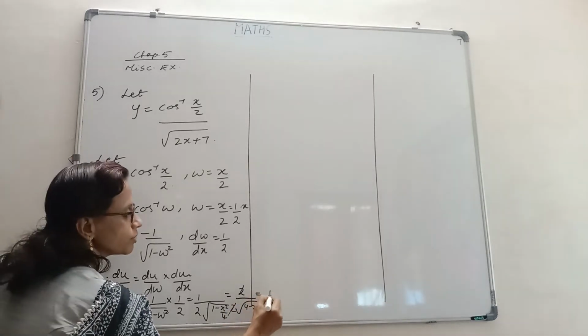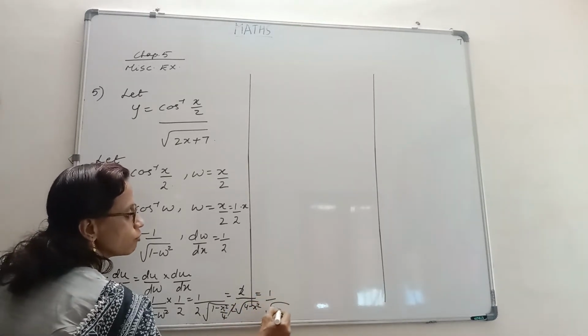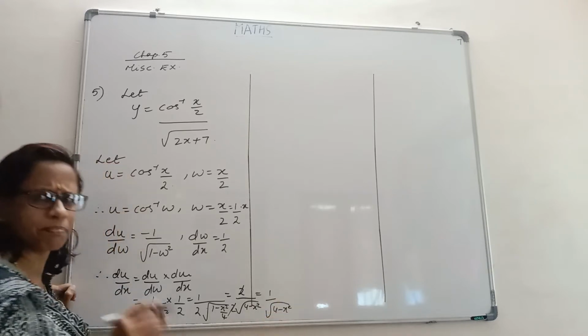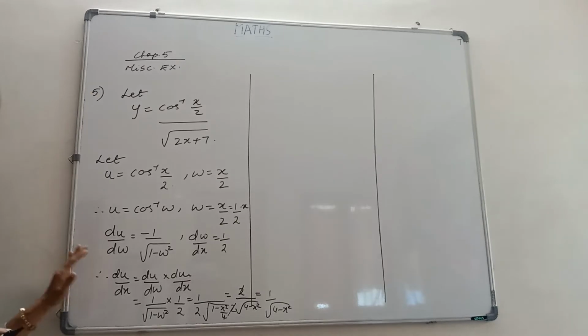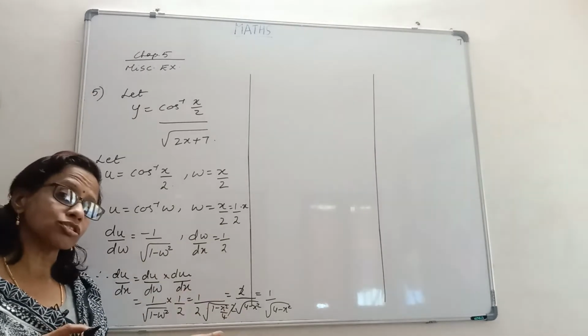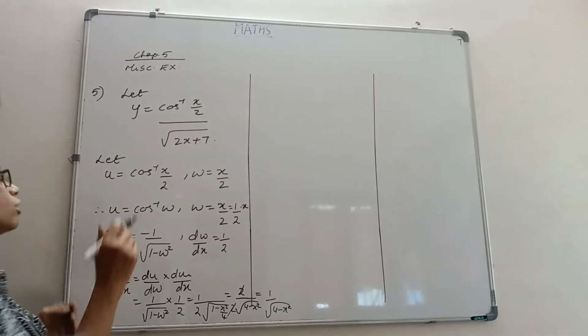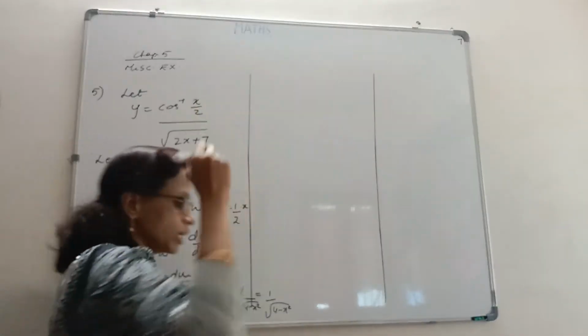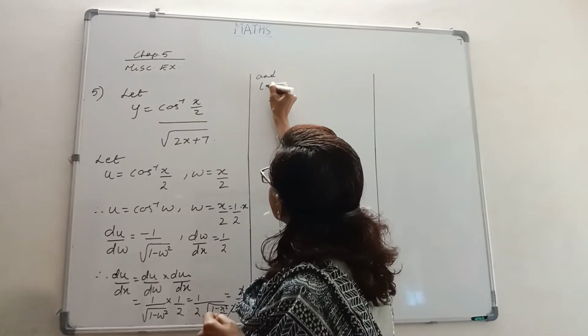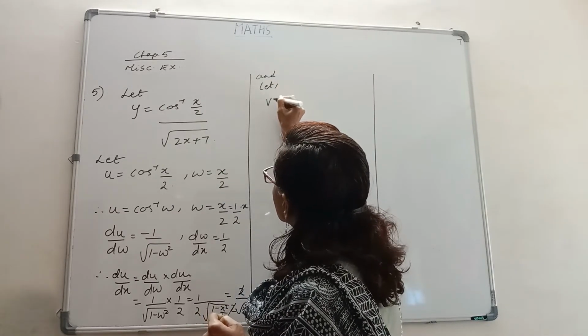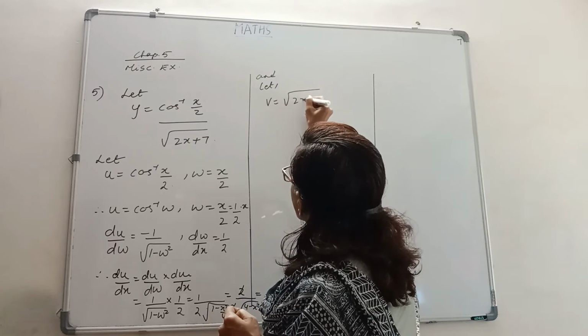As a result, you are left with 1 minus root of 4 minus x squared. Just simple algebraic simplification. So that gives us du by dx. That means the numerator is done for us. Now we will concentrate on the denominator. Let us call the denominator v, which is root of 2x plus 7.